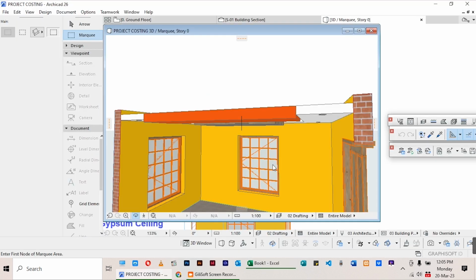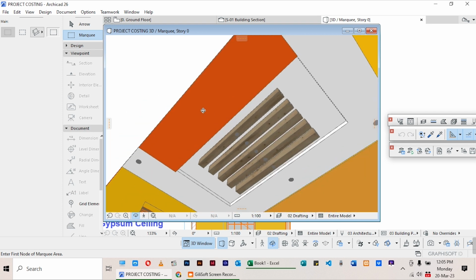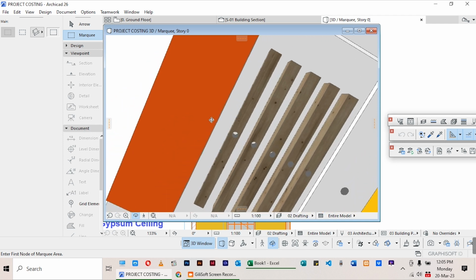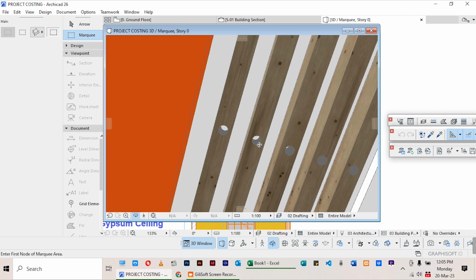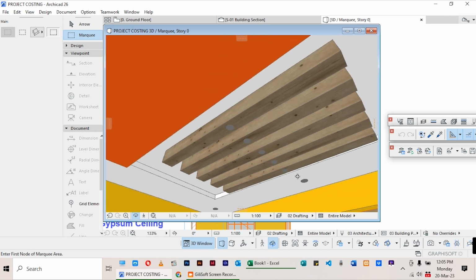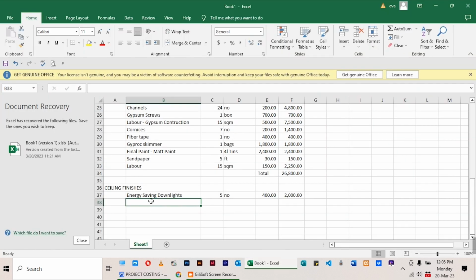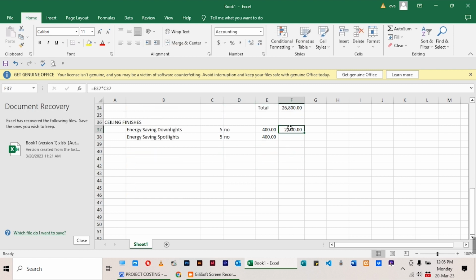Let's go to 3D. Oh, and we forgot to make these struts. We need the quantities for this. You see under the struts we have lights here. I haven't put them, but you can see these holes. These are lights. And we call these spotlights. So we need 5 spotlights. Energy saving spotlights. 5. I know I can still get them at 400 somewhere. Drag this.